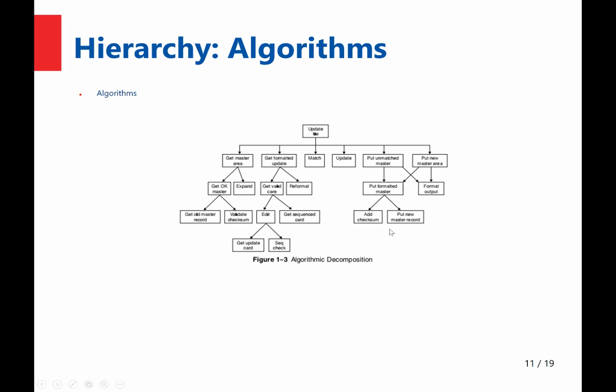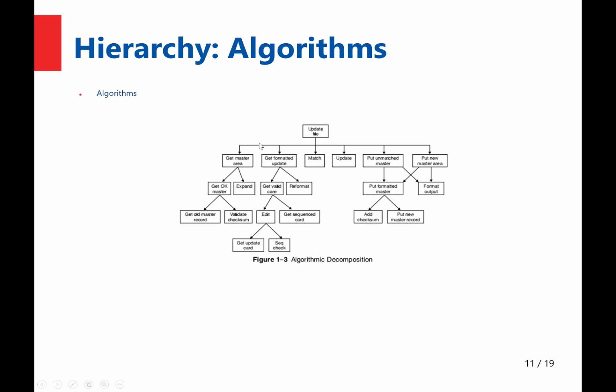So algorithms, as you can see, are functions, right? For example, this is a program that deals with files, and as you can see, there's update file, and then there's a function get master area, get formatted update, match update, and what have you, right? So it's a list of actions that can be applied to a file in a file program. And those actions are more than likely in functions.